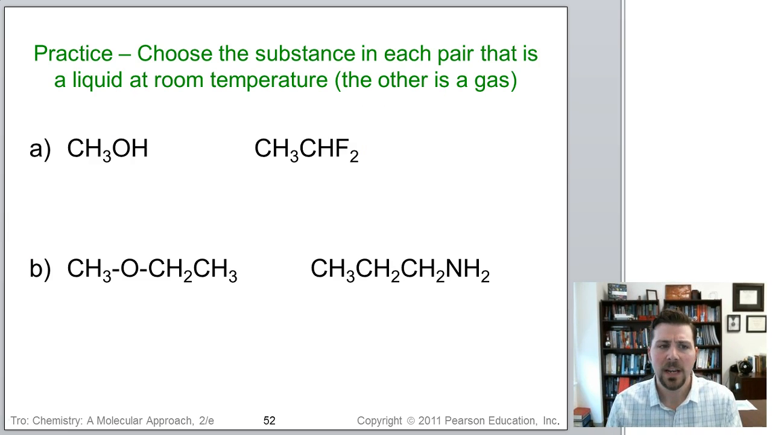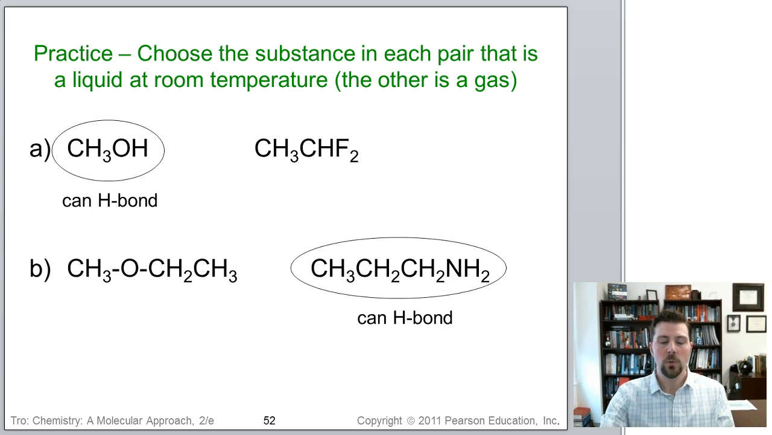Choose a substance in each pair that is a liquid at room temperature, the other is a gas. Now, here we're not given the structures, we have to come up with them on our own, but that's no big deal because we know how to draw Lewis structures and how to come up with a three-dimensional shape of these molecules. So we're really looking at all of the forces together and sort of comparing.